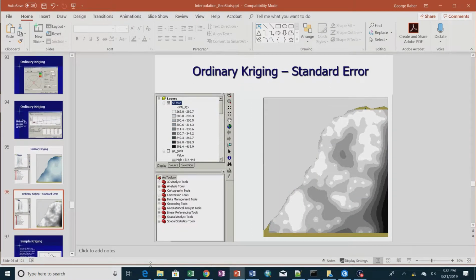Here's another product, which is the standard error of ordinary kriging. Since this is a geostatistical method, it's predicting a value based on the trend and the autocorrelation. So it can tell you how far off its guess, or its prediction, might be. And what this is saying is that in the white areas, there's more confidence in the prediction than in the black areas. Those can be off. This is a map of standard error.